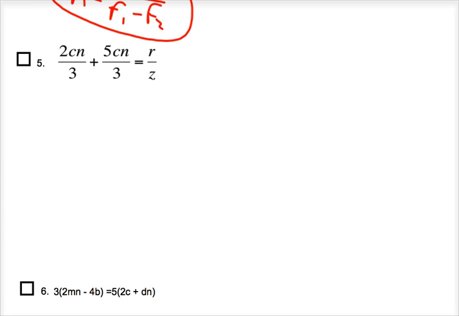Okay, example 5. Example 5, I've got fractions. So what can I do here? Well, I've got adding with fractions, and I guess I'd add those together, because to add fractions you need a common denominator, and lo and behold, I do have one. So I can go ahead and add the numerators. We've worked on adding like terms already. 2cn plus 5cn is 7cn, and then we don't change the denominator.